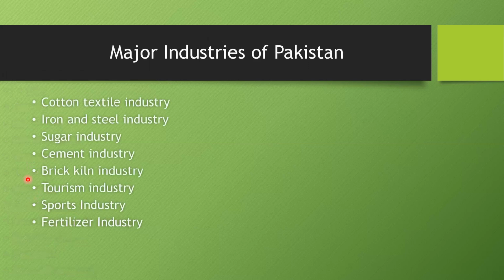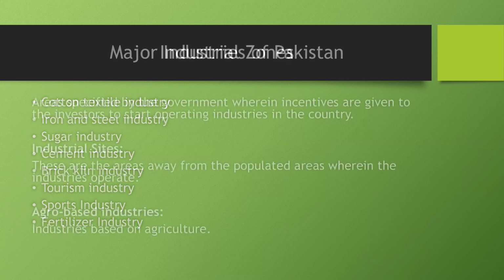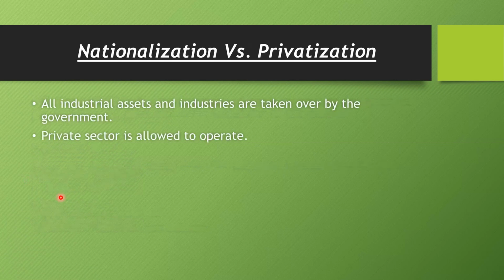So we are going to study the small scale industries and the large scale industries of Pakistan. So first of all, we are going to talk about the bricklayer industry. We are going to talk about the sports industry, surgical equipment industry. Today we are going to talk about the tourism industry as well. These are some of the small scale industries of Pakistan. So we are going to talk about them.